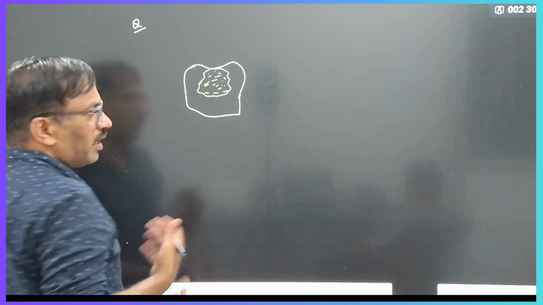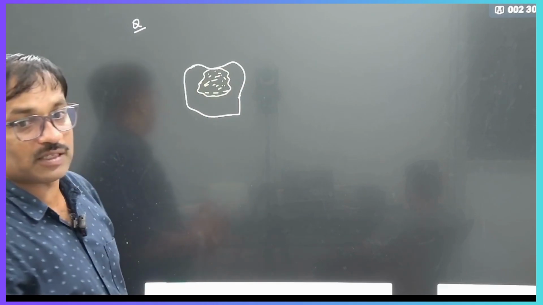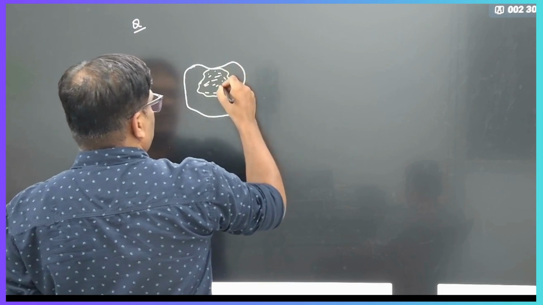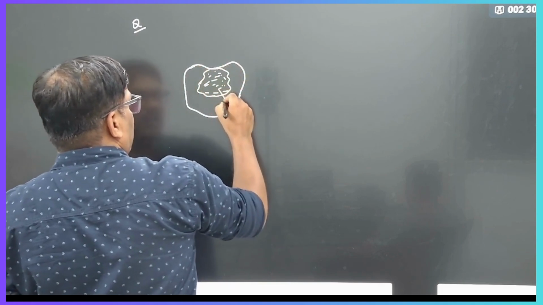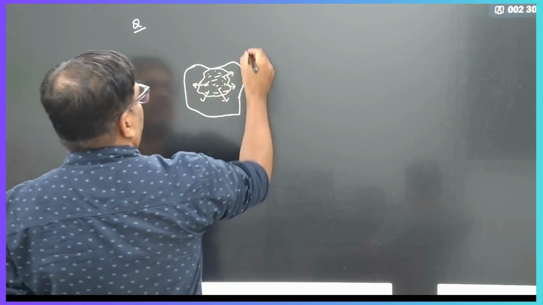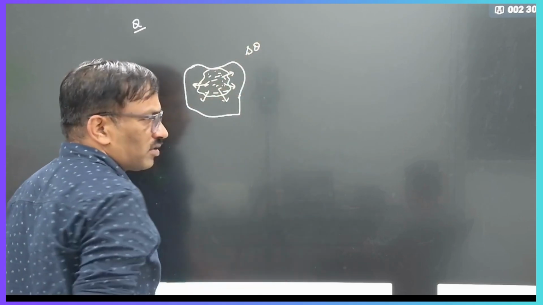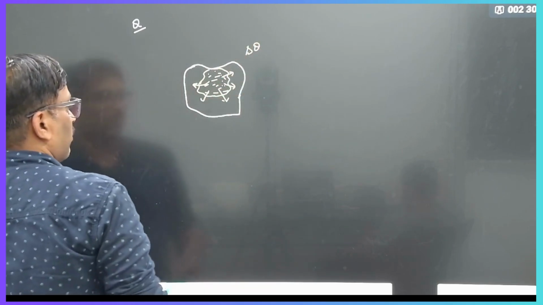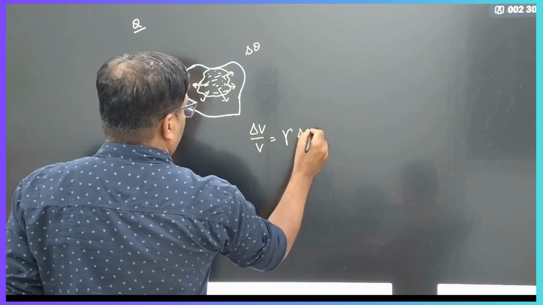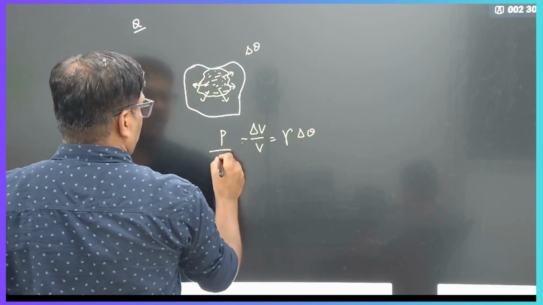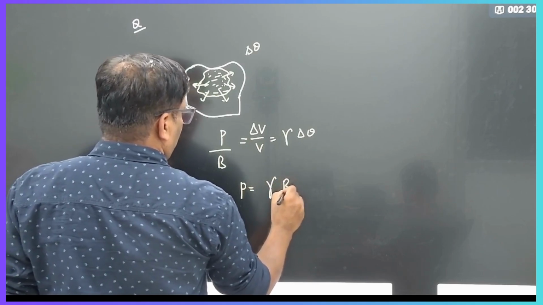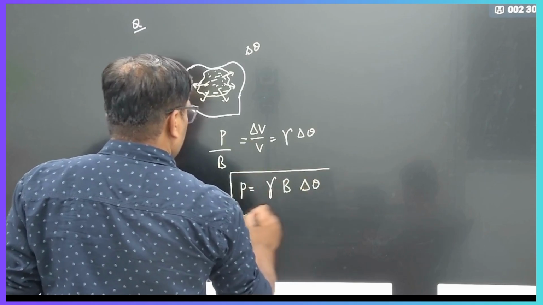So when you are drinking any coffee or anything, the temperature will increase. When the temperature increases, the filling will also try to expand. It is going to exert pressure here. We want to calculate the pressure if there is a change in temperature, or if they get a fever also. So what you can write here: change in volume by volume is nothing but gamma into delta theta. So pressure by bulk modulus, right? Pressure exerted by this is gamma into bulk modulus into delta theta, right?